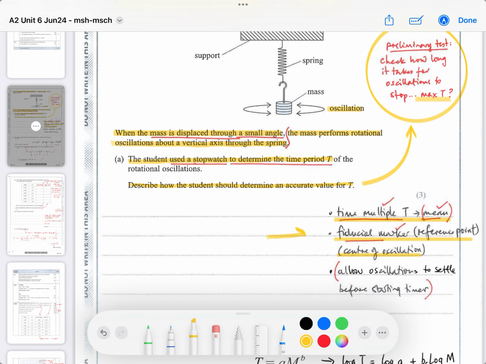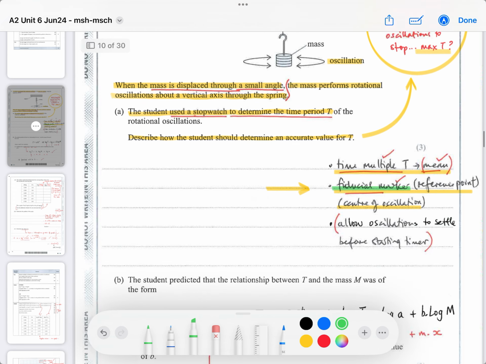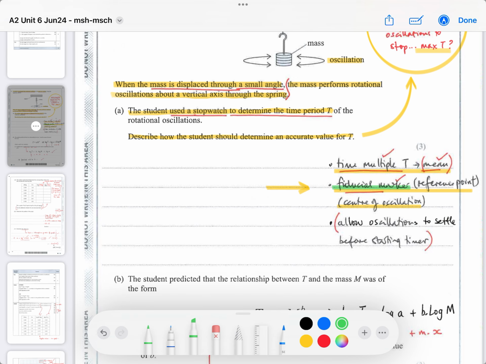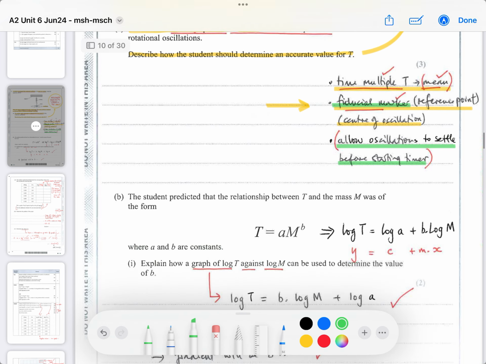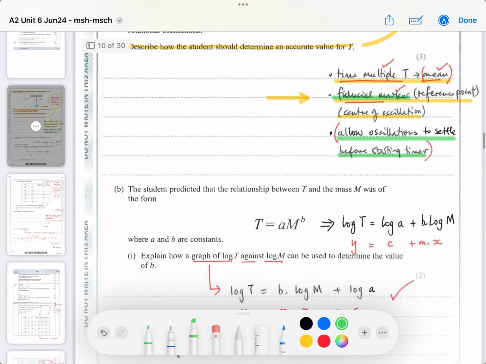So this is a key point, yeah? Understanding fiducial markers for your exam, and that always gets you a mark. And the other thing that they like to do in A-level is allow the oscillations to settle. So you start the thing oscillating before you start timing. You let it start oscillating, and then you start from when you're ready to get the timer to coincide with wherever you're starting your oscillations from. Okay. So those 4 points will get you the 3 marks.